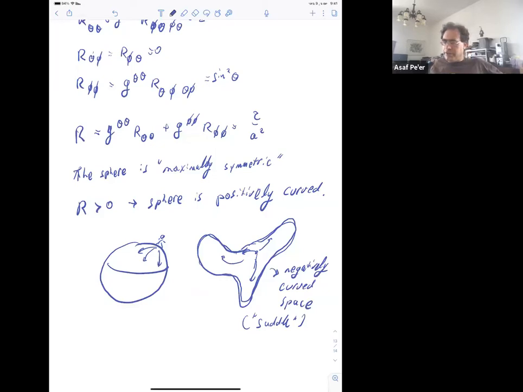Again, if you're in a positively curved space, then it will always curve in the same direction, whichever way you look. Negatively curved, it will curve in different ways, in the opposite direction. Okay, questions about that?